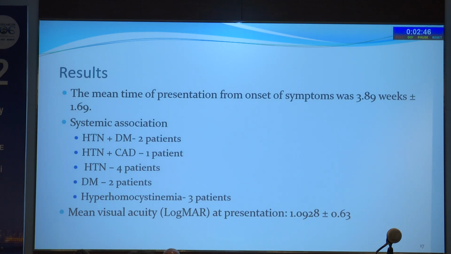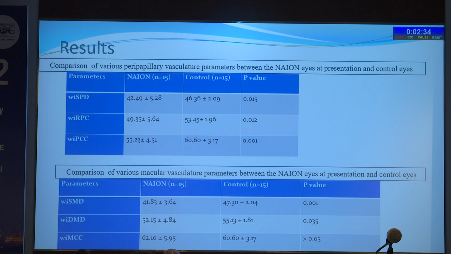Coming to the results, the mean time of presentation of symptoms was around 4 weeks, and almost 12 patients had some systemic issues, and the visual acuity was severely affected. Compared with the control, all the parameters at disc and macula at different levels showed significant reduction in the vascularity index as compared to the control eyes.